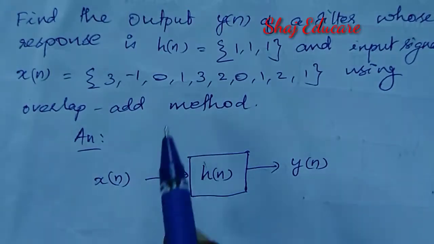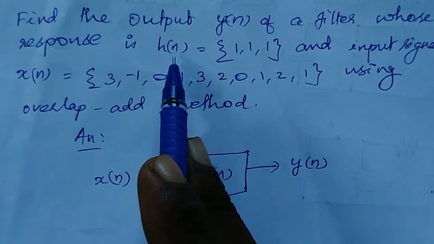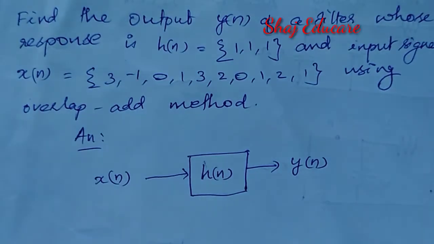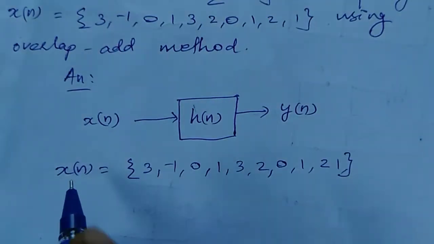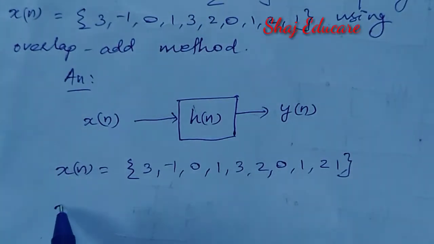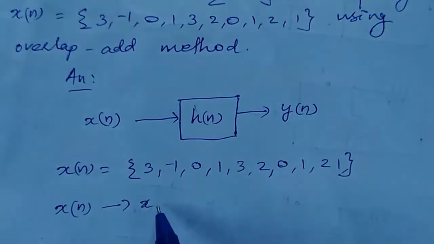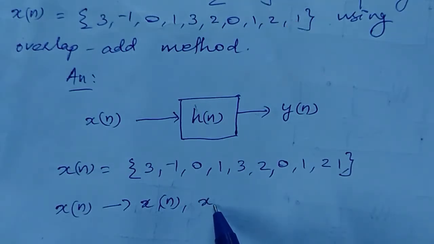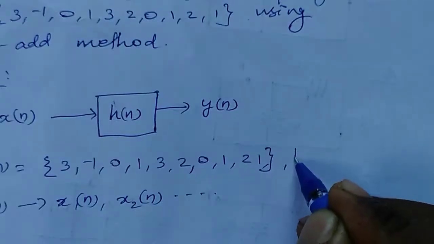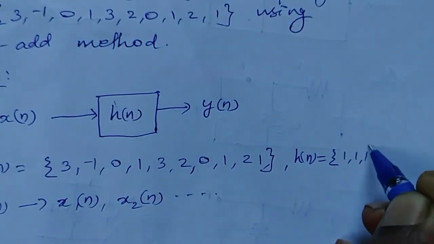Before proceeding, let me write what we have been given: h of n and x of n. Next we have to divide the input data sequence x of n into some blocks of data, such as x1 of n, x2 of n, etc. Let me write h of n here: 1, 1, 1.